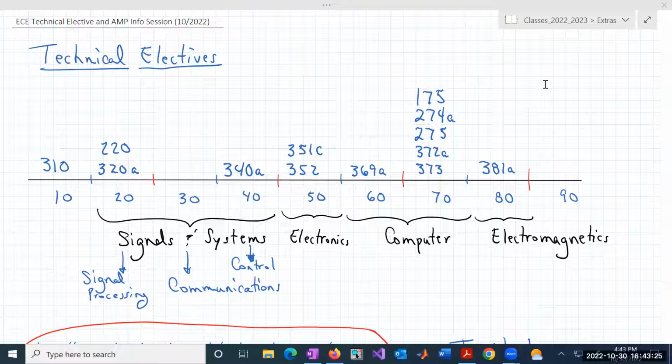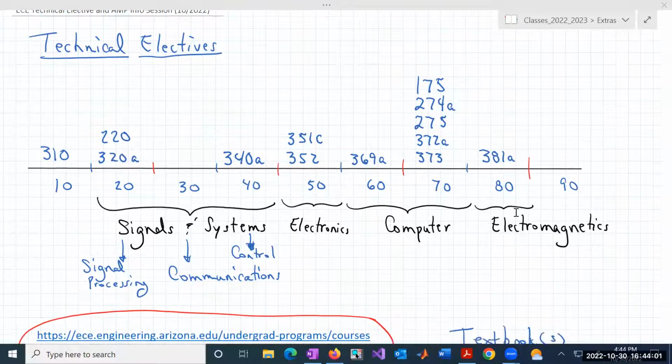If you enjoyed 351, electronics, then you might look at classes in the 50s. Decade-wise, if you enjoyed computer-related classes, 175, 274, 369, those classes in the computer area will be mostly focused in the 60s and 70s decade, and 479 is artificial intelligence, etc. Likewise, for electromagnetics, you'll find those in the decade of the 80s.